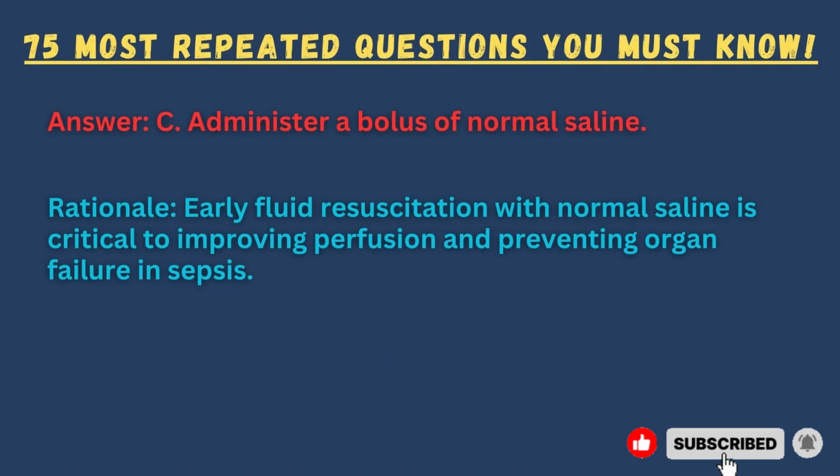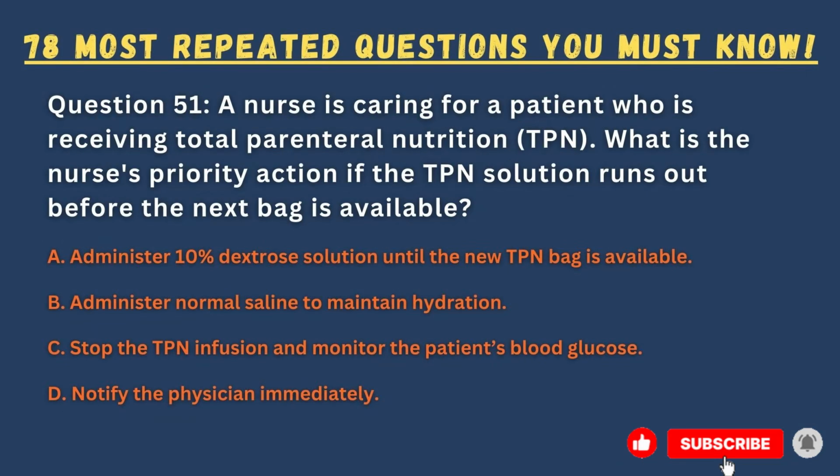Answer: C. Administer a bolus of normal saline. Rationale: early fluid resuscitation with normal saline is critical to improving perfusion and preventing organ failure in sepsis. Question 51. A nurse is caring for a patient who is receiving total parenteral nutrition, TPN. What is the nurse's priority action if the TPN solution runs out before the next bag is available?